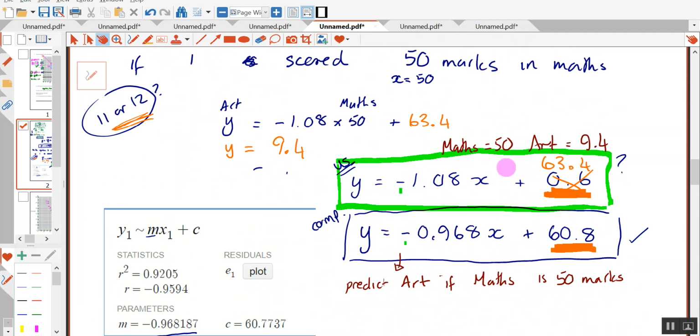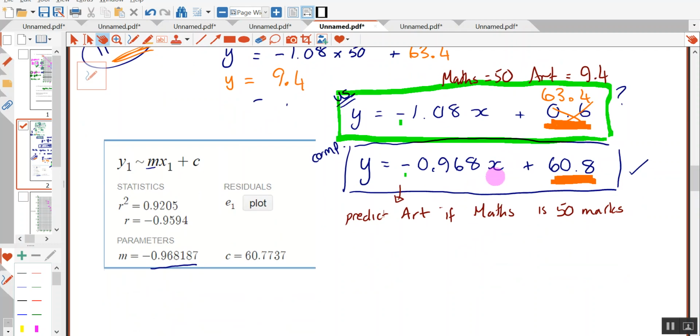How did we use this equation? So we used it here: we said y equals negative 1.08 times 50. So we replace the x with 50 for the math score, and then we do the equation and work out what y must be. So this equation is the computer's equation of the same line, but it's slightly different. So we replace the x with, no, that's the answer for y. We forget the 9.4, let's get the computer's version.